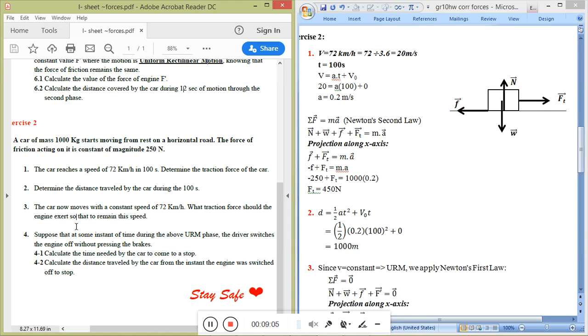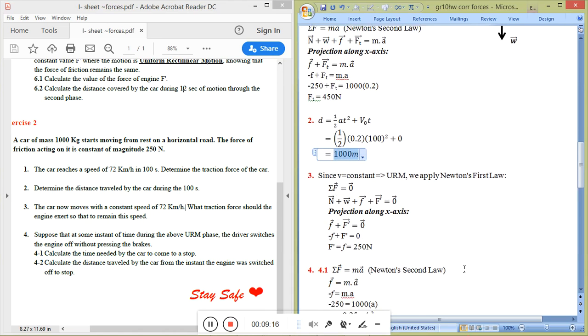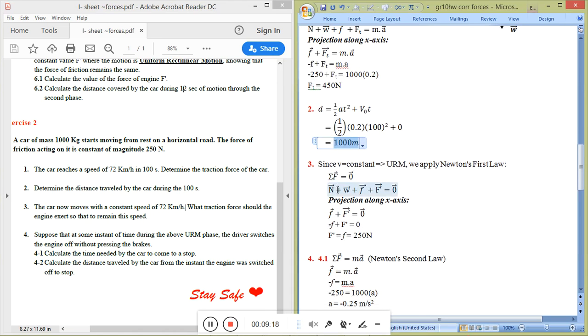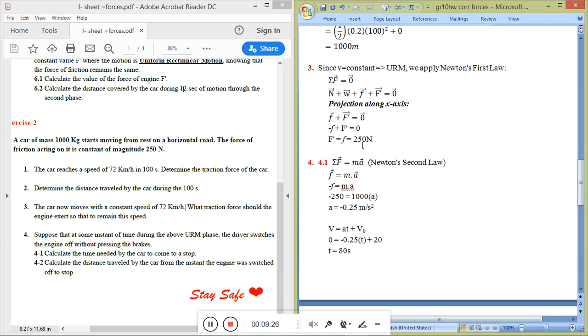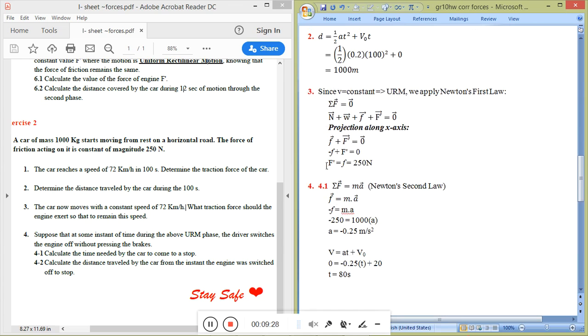In part 3, the car now moves with constant speed, so it's URM. What traction force should the engine exert so that it remains at this speed? If the motion is URM, we apply Newton's first law. Applying Newton's first law, we deduce that the tractive force is equal to the frictional force, as in exercise 1, it's 250 newtons.